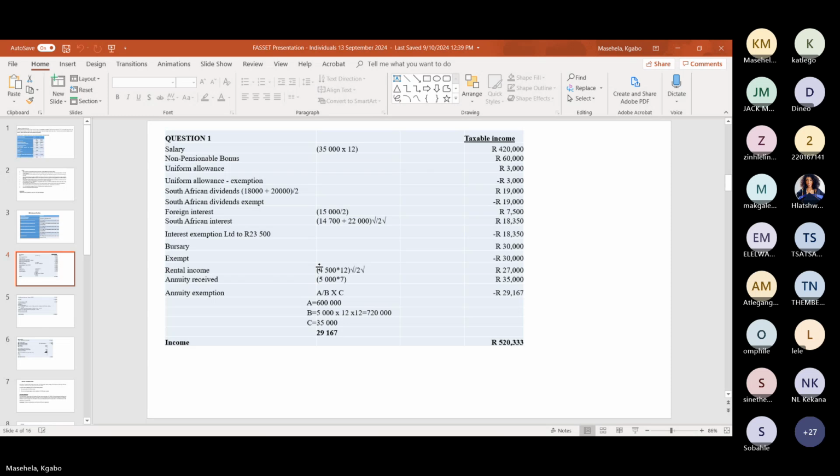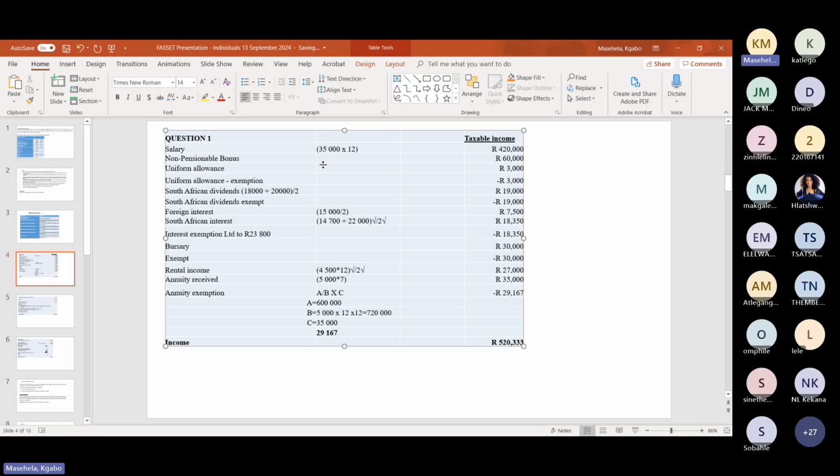However, 14,700 plus 22,000, that is South African. We divide by 2, of which is 18,350. Remember, there's an exemption for South Africans, of which is limited to 23,800. It cannot be, yes, supposed to be 23,800. That is the limitation for an individual who is less than 65 years of age.